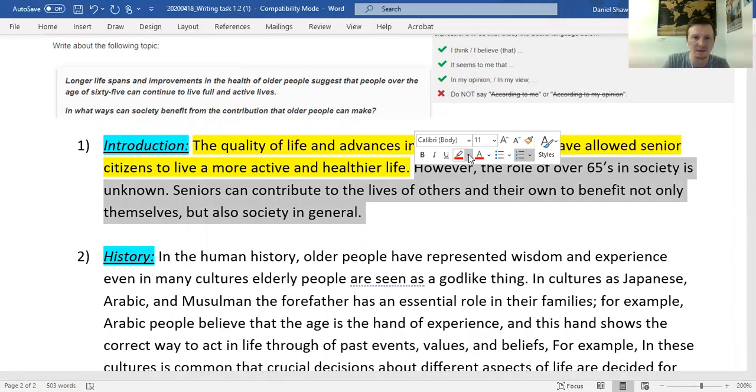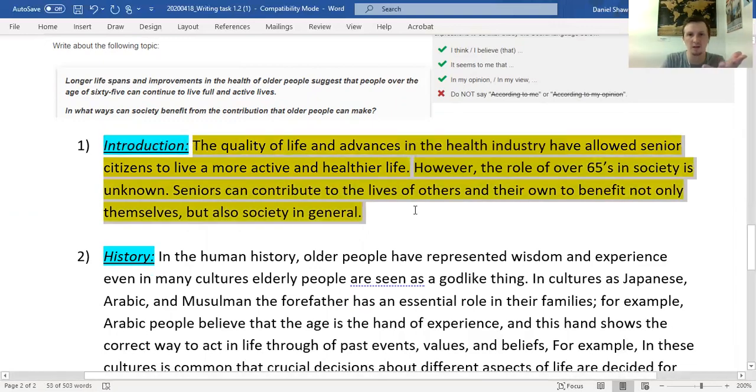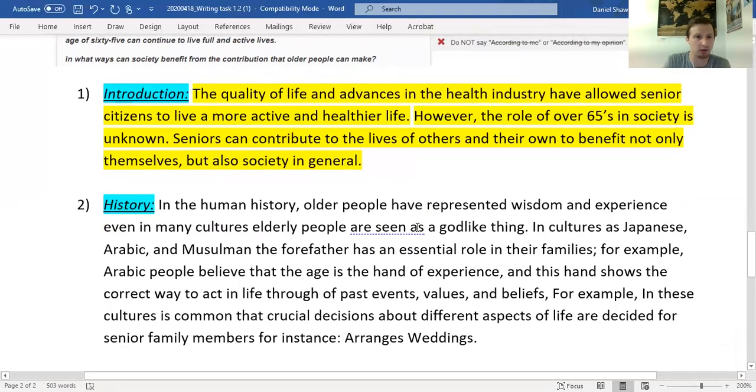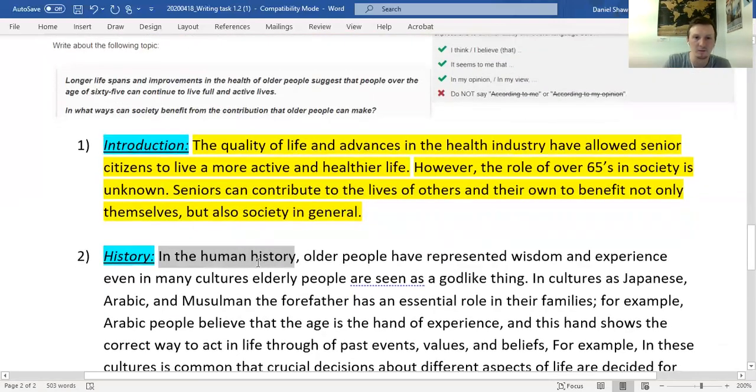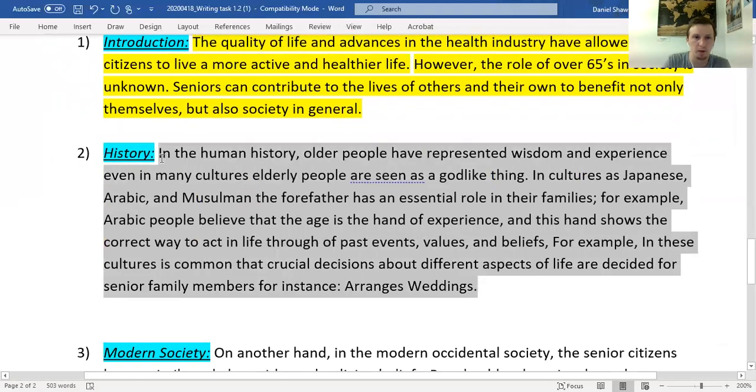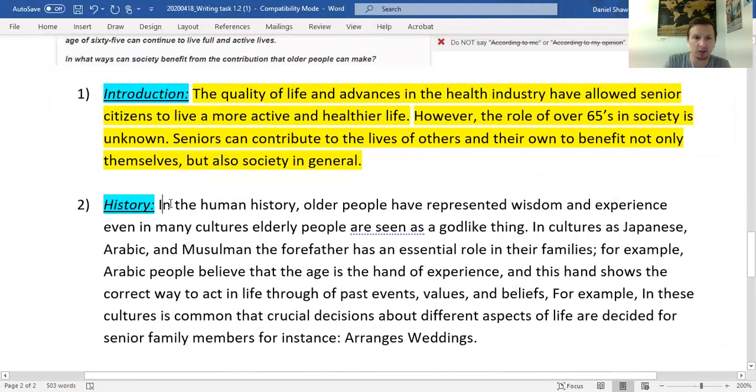Now, this isn't going to be perfect because I'm just using the ideas here, but it's already much clearer. So let's have a look at the first supporting point, the first body paragraph, which is about history. So in human history, this word the we don't need, we can take this out. Older people have represented wisdom and experience. Yeah, this is a good point, we just put a comma.